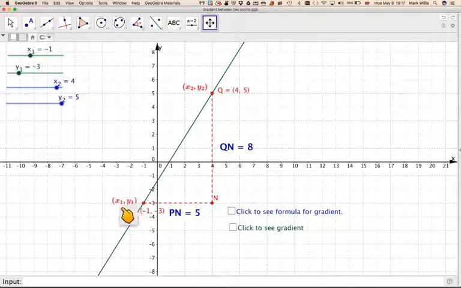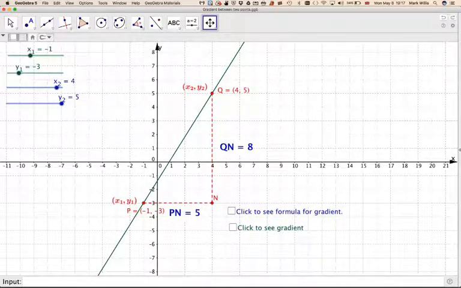What you normally label is one point x1, y1, using subscript, and this point here x2, y2. Now gradient is this distance here divided by this distance here. It's sometimes known as rise over run. So it's the vertical distance divided by the horizontal distance.